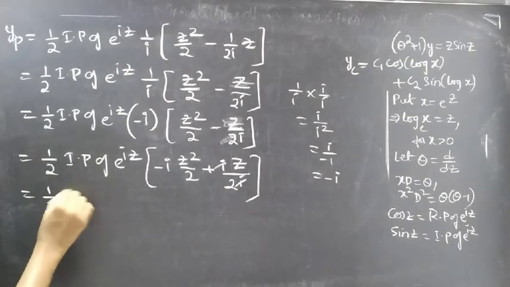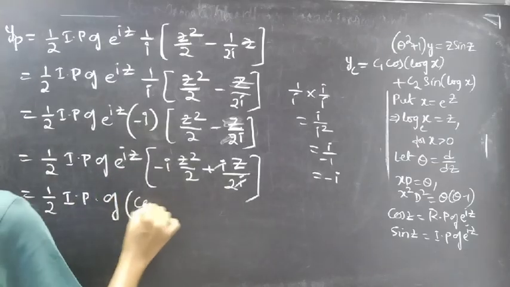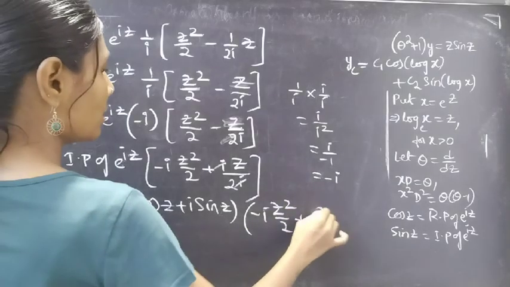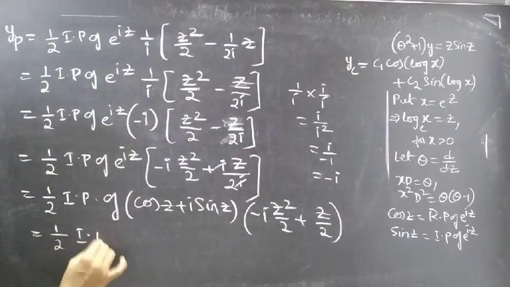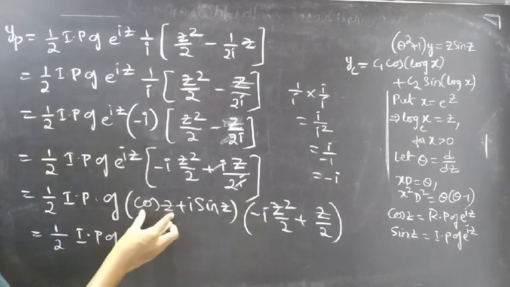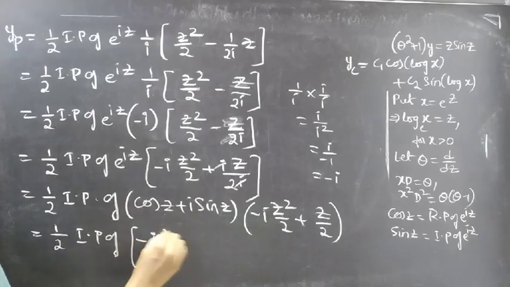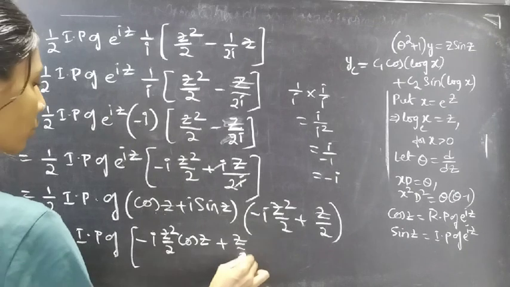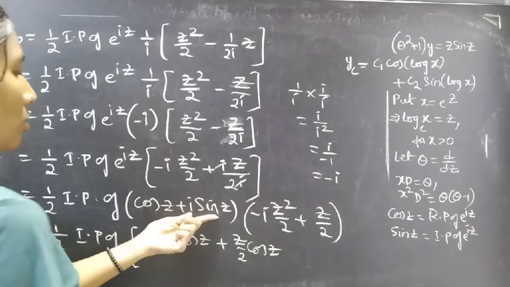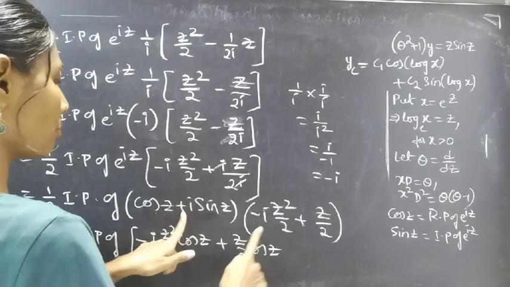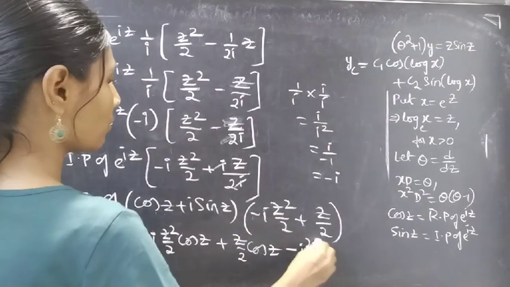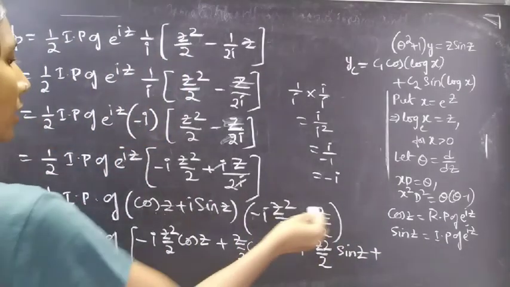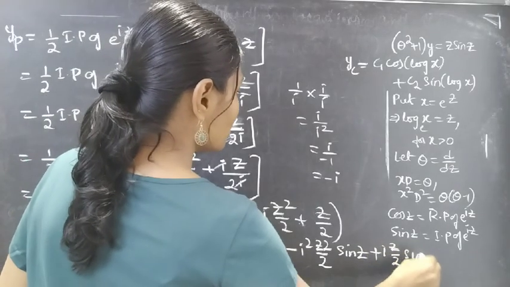This equals 1 by 2 into the imaginary part of, we know that e power iz is cos z plus I sin z, into minus I into z square by 2 plus z by 2, right? The product of these is cos z into minus I z square by 2, which is minus I z square by 2 cos z. Cos z into plus z by 2 is plus z by 2 into cos z. Again, plus I sin z into minus I z square by 2 is plus into minus minus I into I square z square by 2 into sin z, plus into plus plus I sin z into z by 2 is I z by 2 sin z.